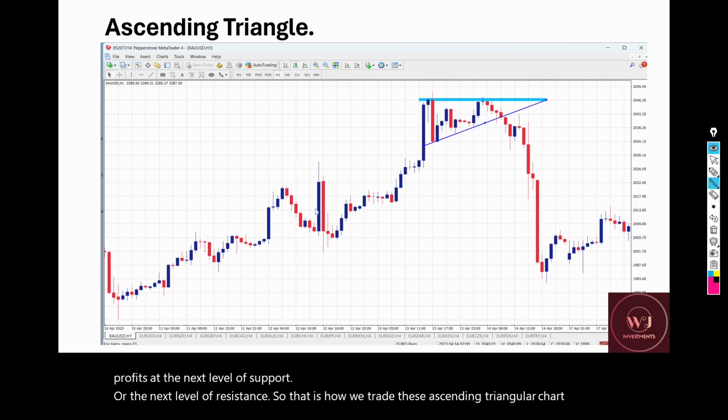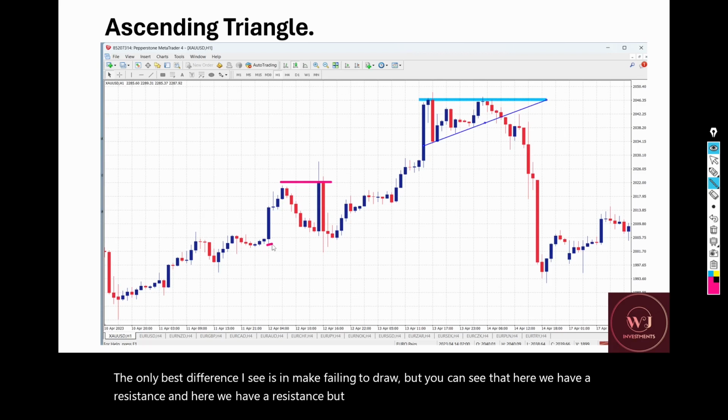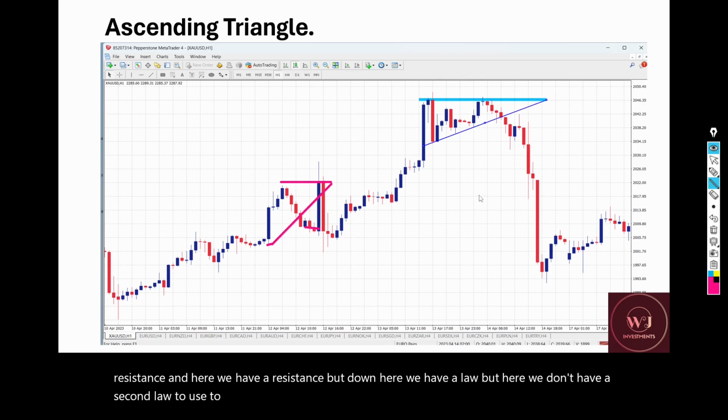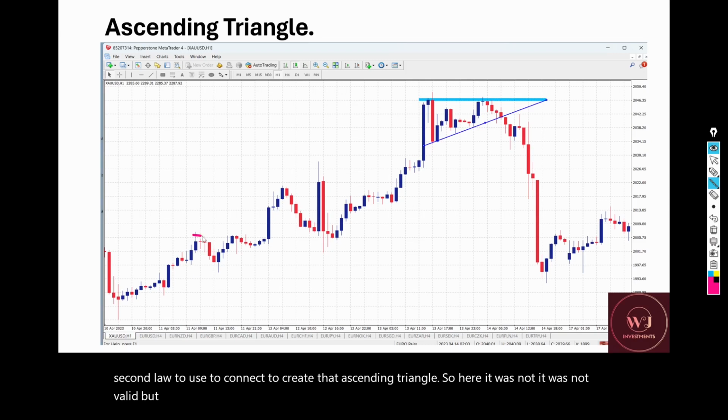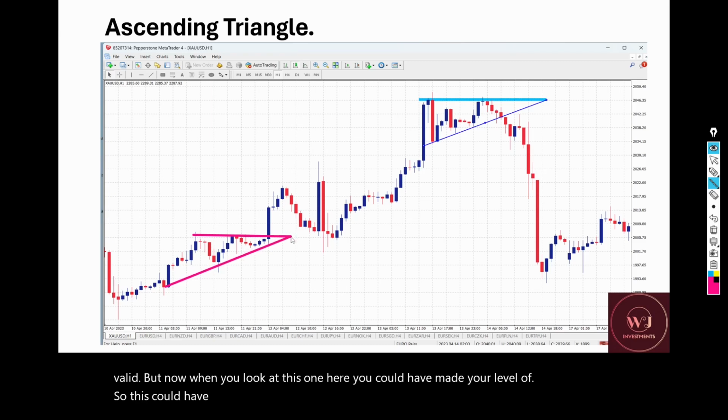The only basic difference I see is in failing to draw. But you can see that here we have a resistance and here we have a resistance. But down here we have a low, but here we don't have a second low to use to connect to create that ascending triangle. So here it was not valid. But now when you look at this one here, this could have been a valid ascending triangle.